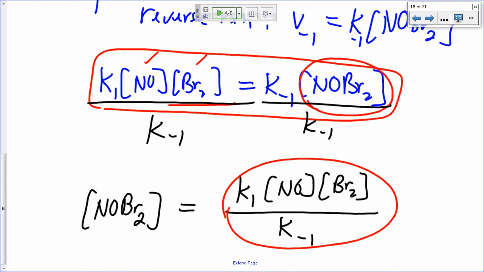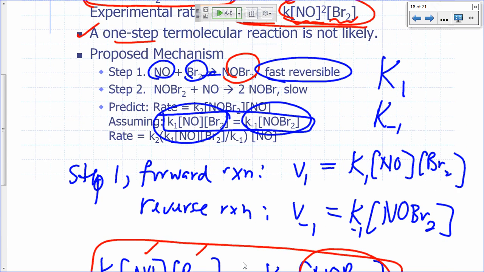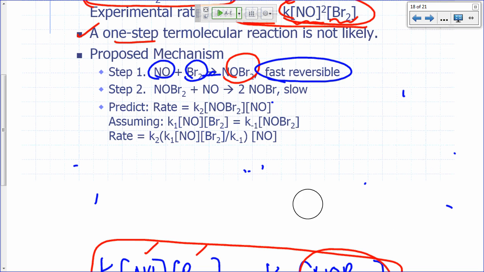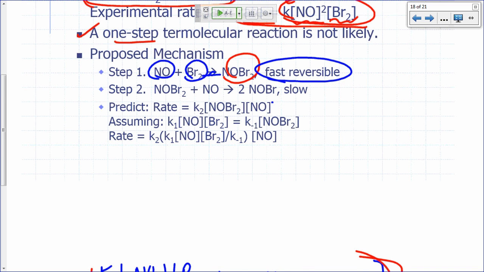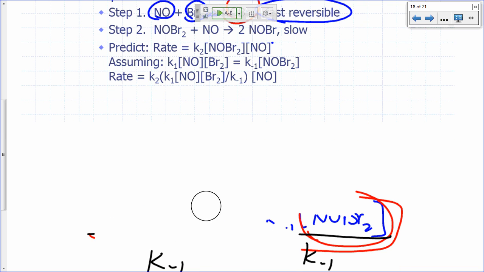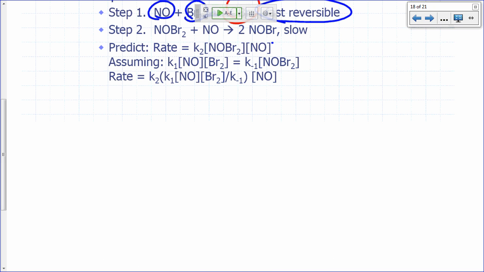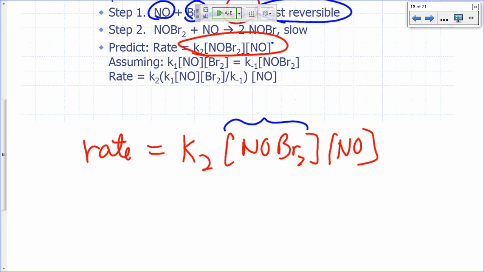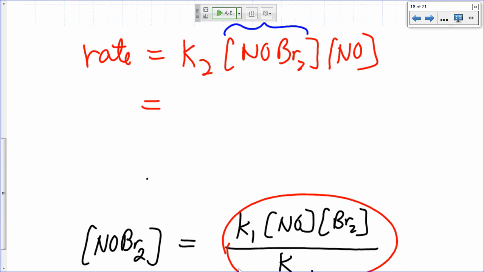I can plug that into my original expression. What was my rate law for my slow step? Let's go back to our slow step, which is the rate law for my reaction, right? We say that rate is equal to K2, it's right here, times NOBr2 times NO, right? And remember we said we don't like to see this in our rate law because we can't determine that experimentally. But now I have an expression for NOBr2 down here.